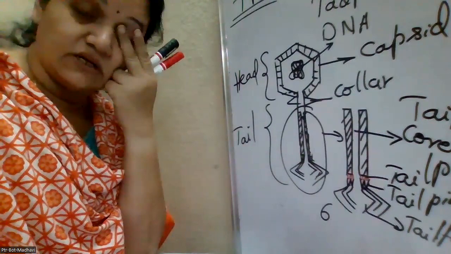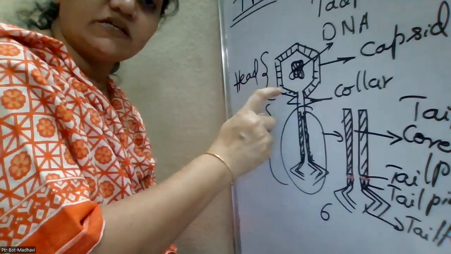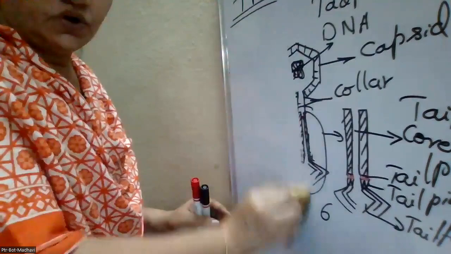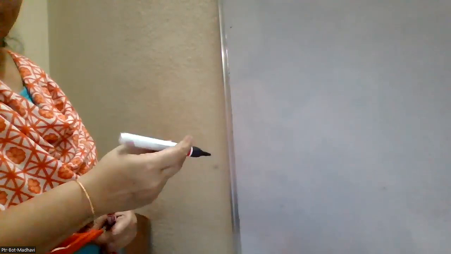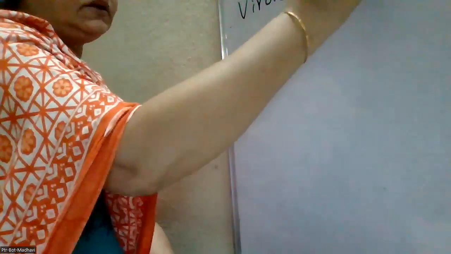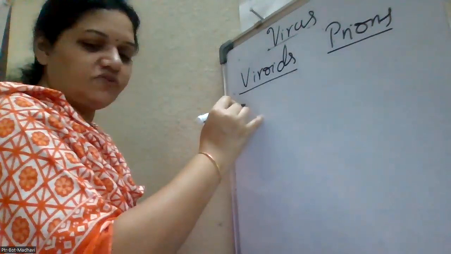These viral organisms have the capacity to cause infections with only the coat, or only the genetic material without the protein coat. Then there are organisms which have only the protein coat, with the genetic material completely absent in them. These are of two types, viroids and prions.